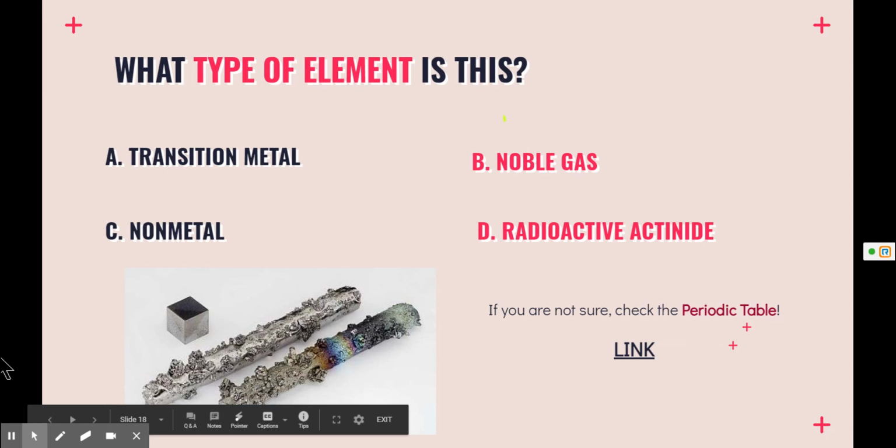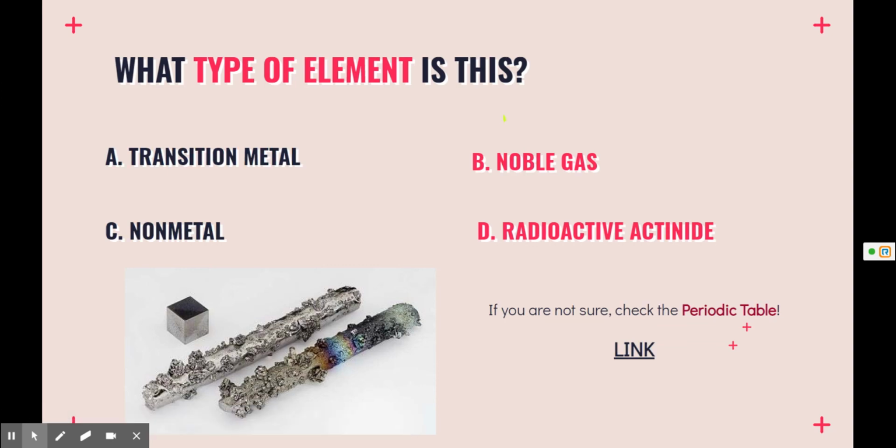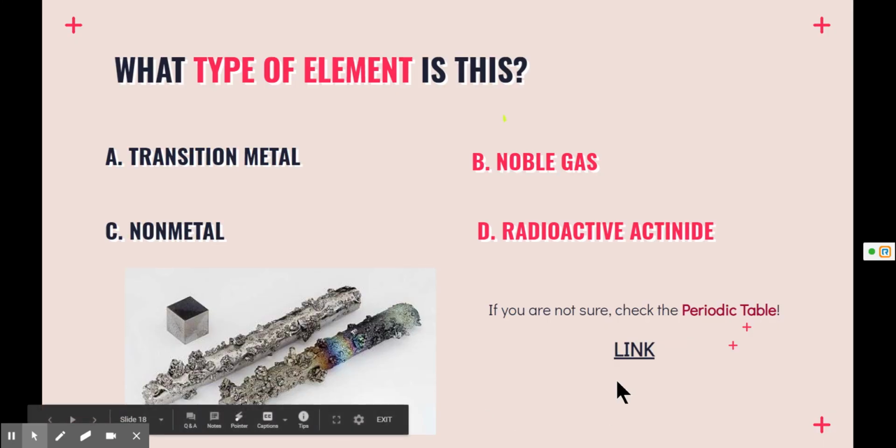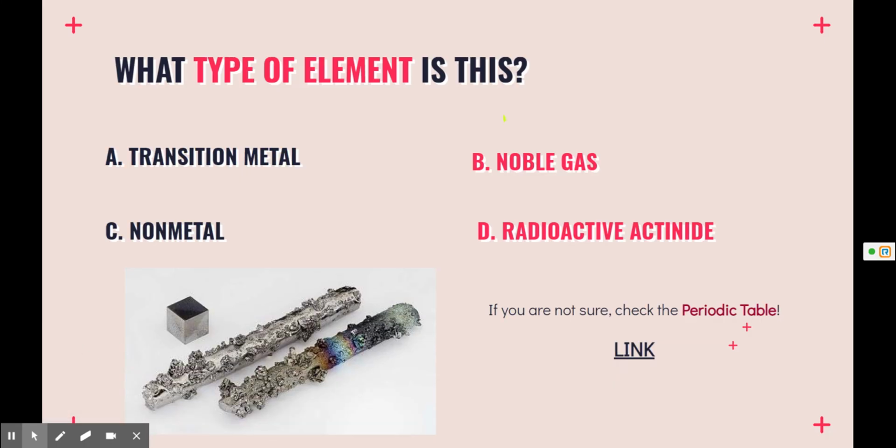Let's try one last practice question. What type of element is this? A, transition metal. B, noble gas. C, nonmetal. D, radioactive actinide. And if you're not sure, there is a link right there that you can click to check the periodic table. Well, tungsten is a transition metal. It must be a metal because it has to conduct electrical energy, and the transition metals have high melting and boiling points. Tungsten is a transition metal.